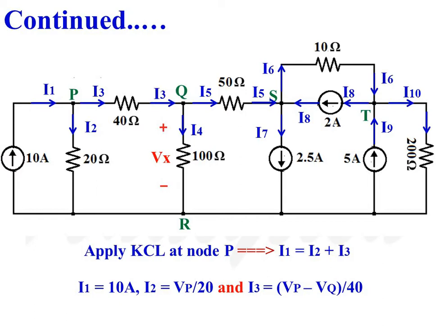Apply KCL at node P. There are three currents associated with node P. The three currents are I1, I2 and I3. Current I1 is incoming while the other two currents are outgoing. Therefore, according to KCL, we can write I1 is equal to I2 plus I3, where I1 is equal to 10 ampere, I2 is equal to Vp by 20 and I3 is equal to (Vp minus Vq) divided by 40.